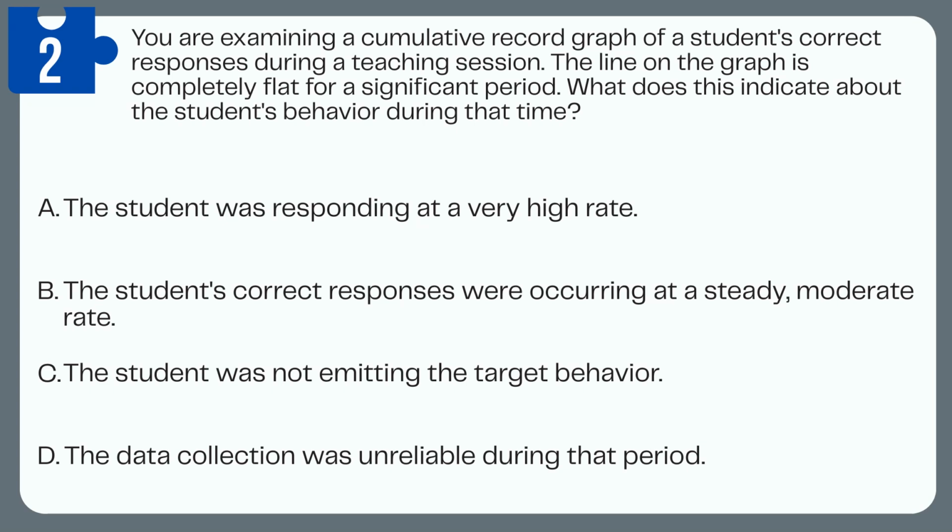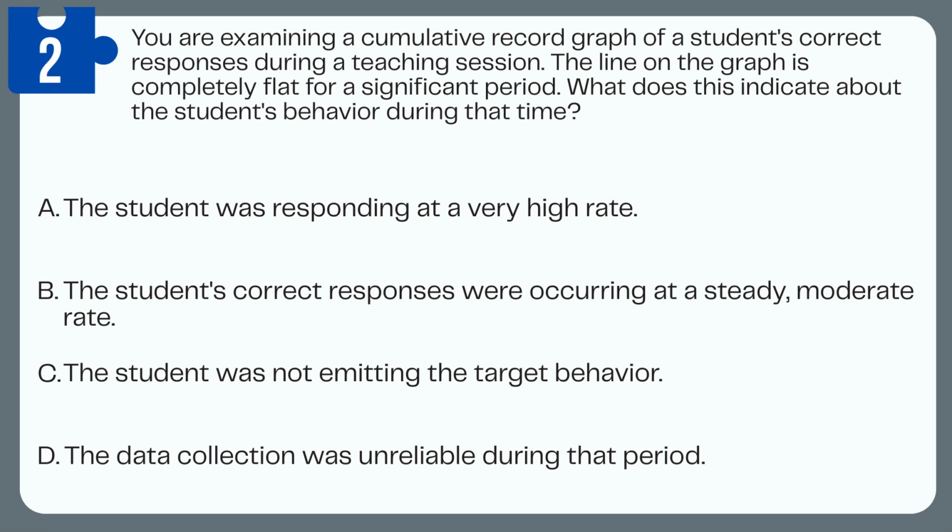Question 2. You are examining a cumulative record graph of a student's correct responses during a teaching session. The line on the graph is completely flat for a significant period. What does this indicate about the student's behavior during that time? A. The student was responding at a very high rate. B. The student's correct responses were occurring at a steady, moderate rate.